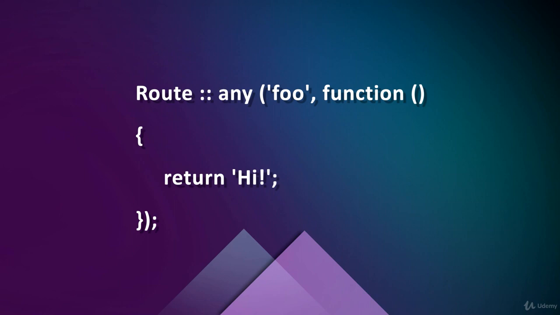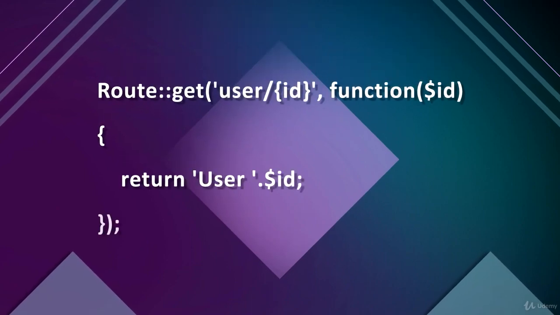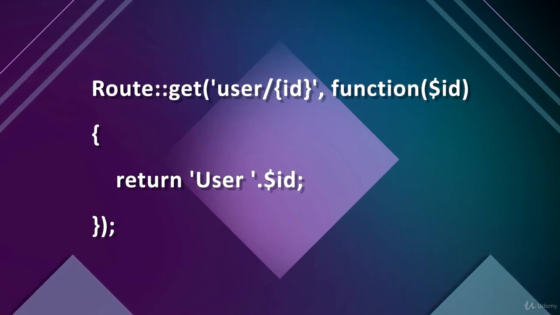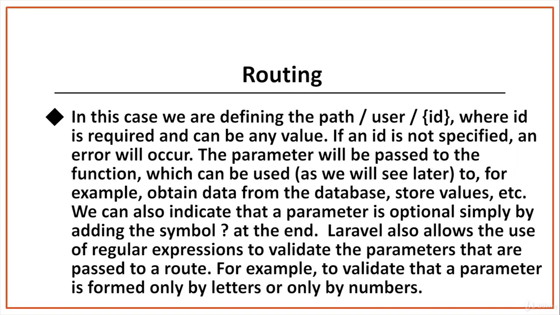If we want to add parameters to a route, we simply have to indicate them between curly brackets following the route. So to illustrate, just look at the example on the screen. In this case, we're defining the path /user/{id}, where ID is required and can be of any value. But if an ID is not specified, an error will occur, and the parameter will pass to the function, which can be used, as we will see later, to, for example, obtain data from the database, store values, etc.